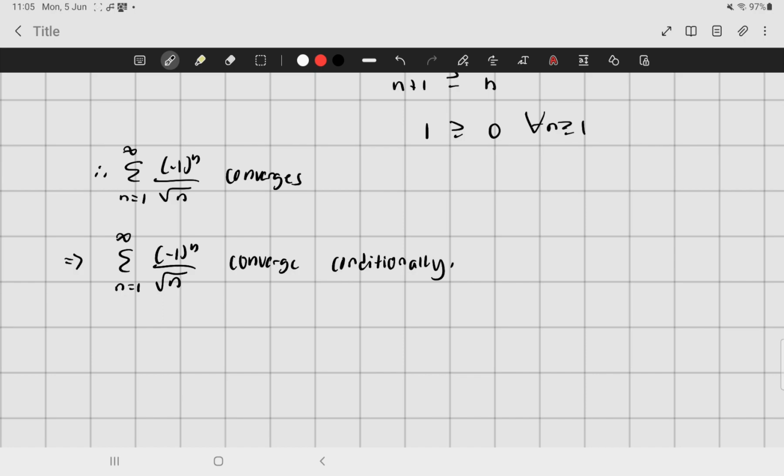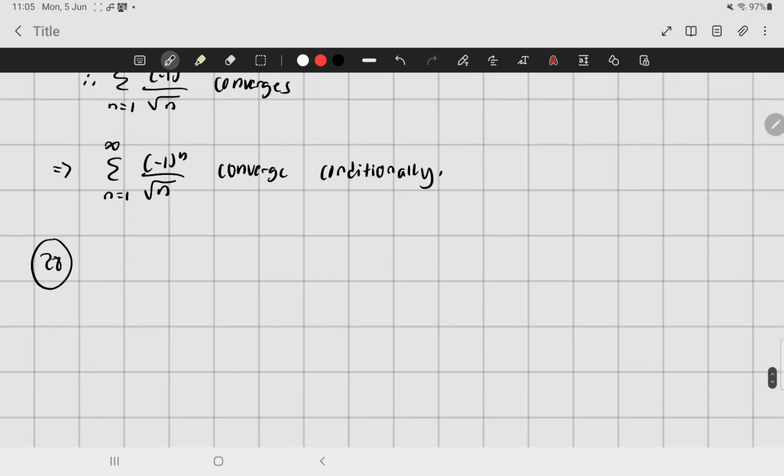Okay. So let's go through question 28. Now, question 28, we have another P series to n power 3.